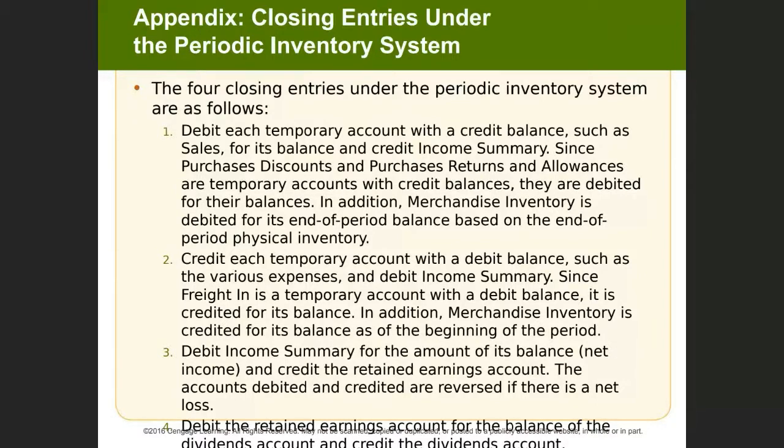This is a long one. So the 4 closing entries under the periodic inventory system. We already looked at the perpetual. The 4 closing entries under the periodic system are: debit each temporary account with a credit balance, such as sales, for its balance, and credit the income summary. Since purchase discounts and purchase returns and allowances are temporary accounts with credit balances, they are debited for their balances. In addition, merchandise inventory is debited for its end of period balance based on the end of period physical inventory.